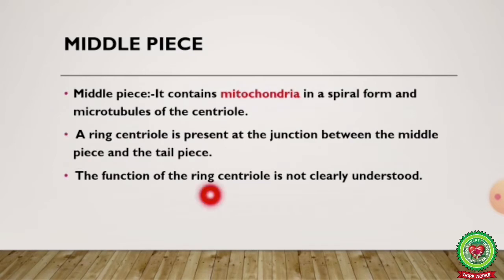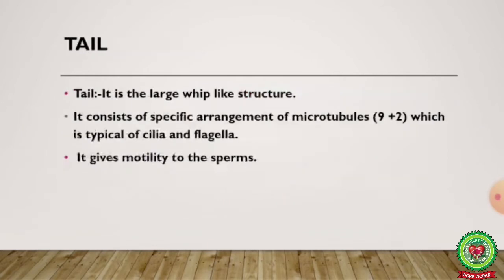The middle piece. Middle piece contains mitochondria in a spiral form and microtubules of the centriole. A ring centriole is present at the junction between the middle piece and the tail piece, but the function of the ring centriole is not clearly understood. The last is the tail. It is a large whip-like structure and it consists a specific arrangement of microtubules, that is 9 plus 2, which is typical of cilia and flagella. It gives motility to the sperm.